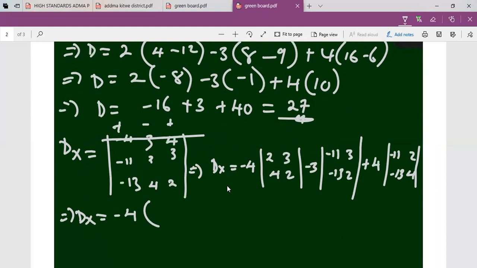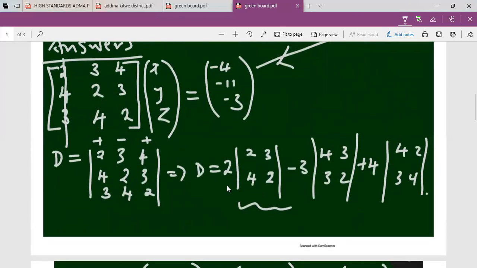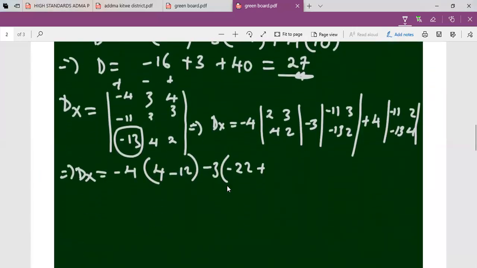The first one is 2 by 4. It is 2 by 2 is 4, minus 12, minus 3, -2 by 11, -11 is -22, plus... please take note, this one is supposed to be -3 and not -13. You can check here, it's -3. So there's a need to correct that. Throughout where there's -13, it's supposed to be -3. Here is supposed to be -3. And here is supposed to be -3.